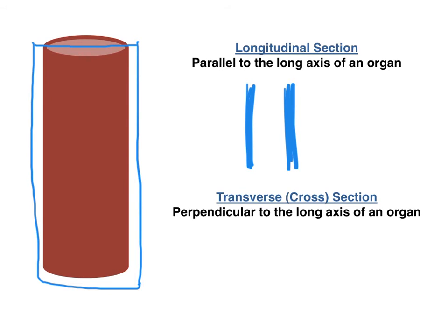If you take a transverse section or a cross section, you take a thin slice out of the organ that is perpendicular to the long axis.